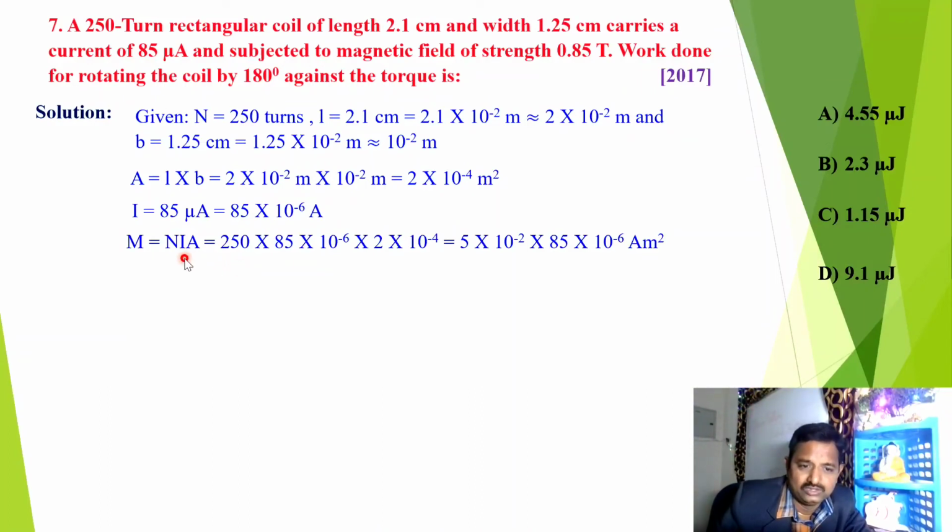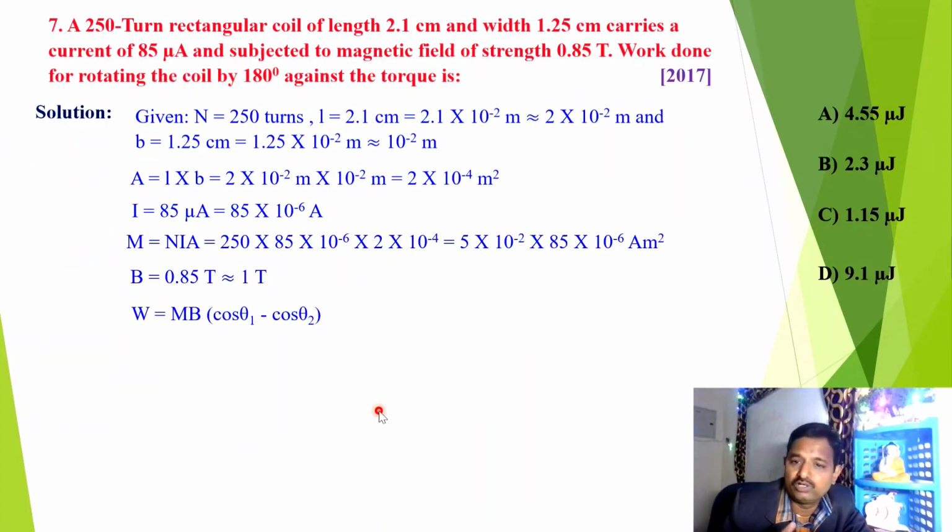You know that. Here N means total number of turns, that is 250. I means current, 85 into 10 power minus 6. And area we got 2 into 10 power minus 4. If I simplify, I will get 5 into 10 power minus 2 into 85 into 10 power minus 6 ampere meter square. See here, magnetic field given is 0.85 Tesla, that approximately I wrote 1 Tesla.